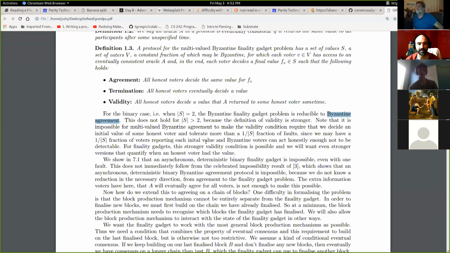Note that it's impossible for a multi-valued Byzantine agreement to make the validity condition require that we decide an initial value of some honest voter and tolerate more than 1 over the size of S fraction of faults, since we may have a 1 over the size of S fraction of voters reporting each initial value, and Byzantine voters can act honestly enough not to be detectable. For finality gadgets, the stronger validity condition is possible, and we will want even stronger versions that quantify when an honest voter had the value.